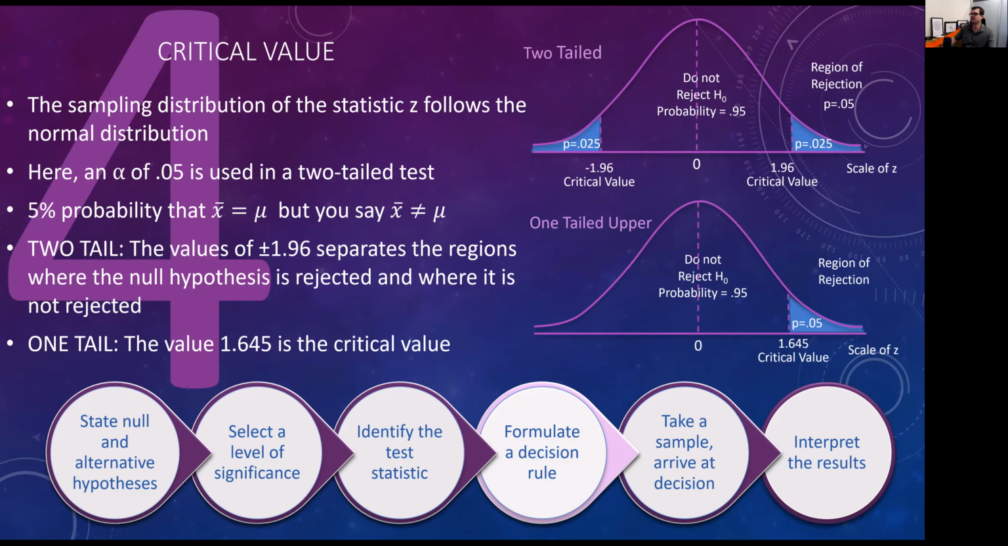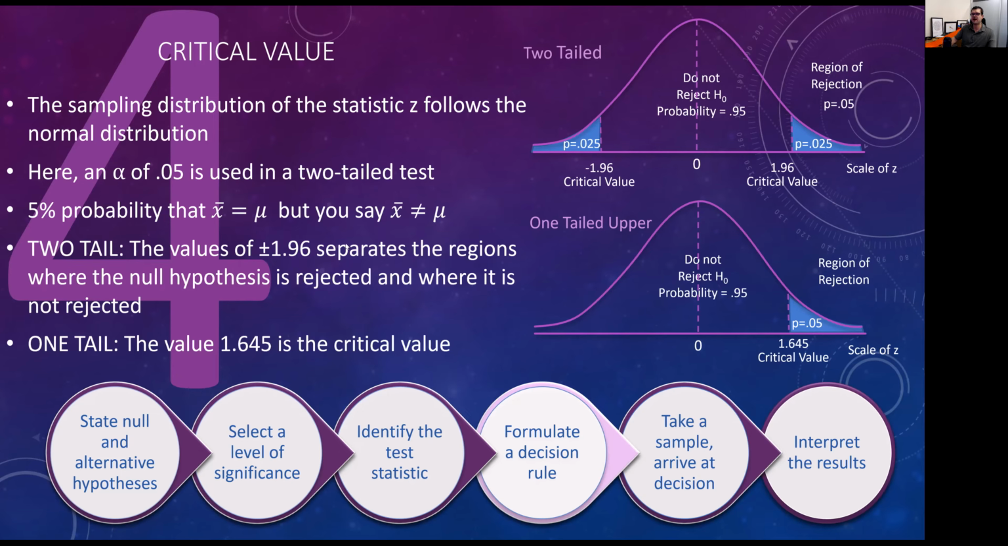Right here, there we go. The region of rejection. And then this right over here is the region where you fail to reject. The middle is the area where you fail to reject. So in other words, if your z calculated value is in the blue area, you reject the null hypothesis. If your z calculated value is not in the blue area, you fail to reject the null hypothesis.